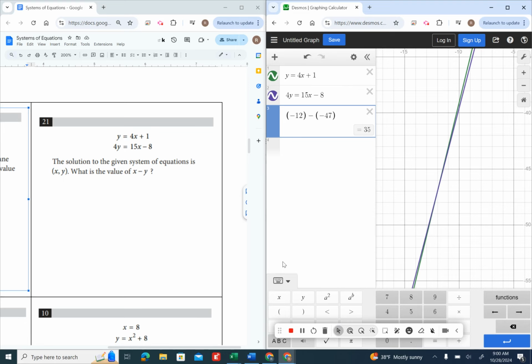So as you can see, the Desmos calculator is a very simple way to solve a systems of equations when you're doing it on the SAT. Almost feels like cheating, that's how easy it is, but the SAT does allow you to use the calculator for every single question, so make sure you use those tools to your advantage.